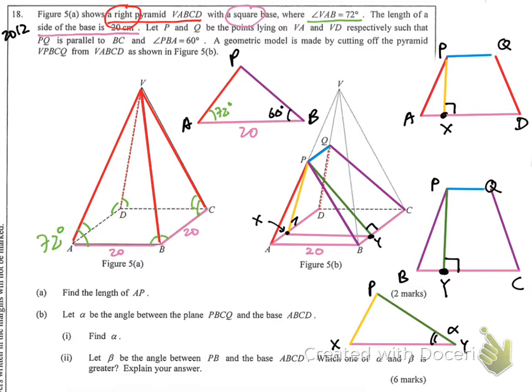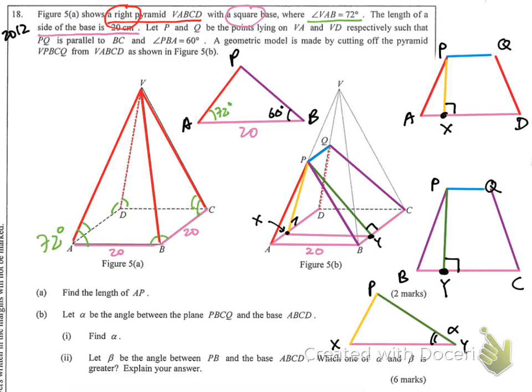Square base means all the pink lines have the same length, 20. And the green angle is 72. Now, because all the triangular faces are isosceles triangles, all the angles should be the same. So all the green angles marked here are 72 degrees.